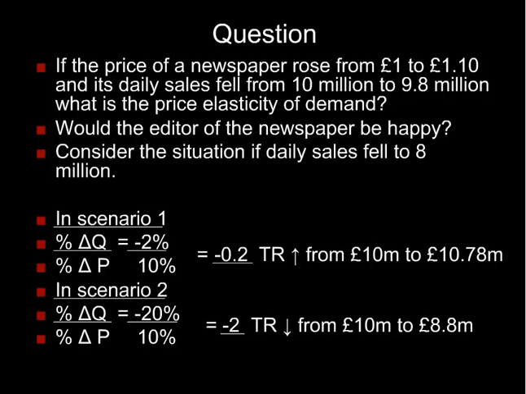So we get an elasticity value of minus 2, and that means that the total revenue falls because of this large proportionate change in the quantity demanded. Total revenue falls from 10 million to 8.8 million. We were selling 10 million papers at £1 each, and now we're selling 8 million papers at £1.10 each.